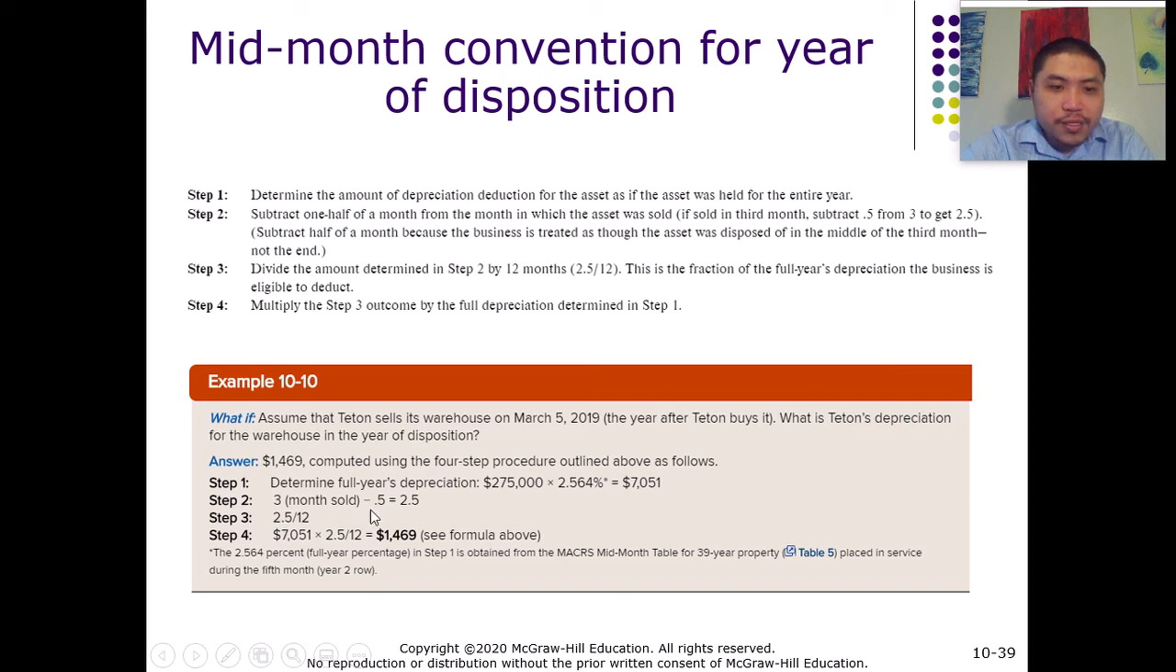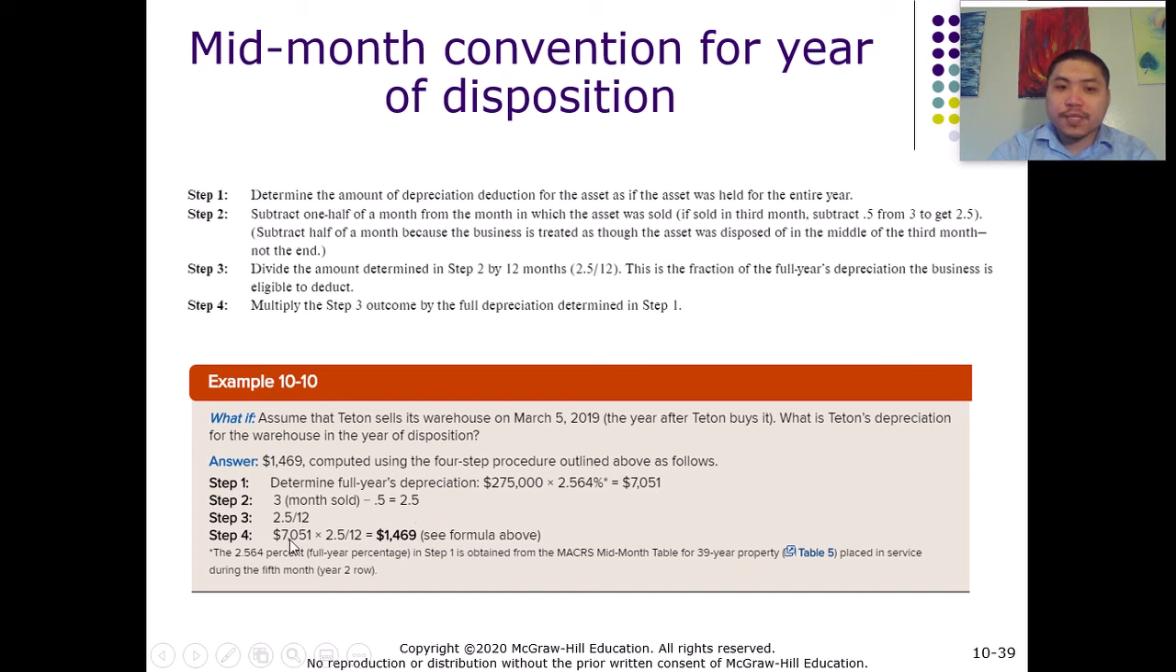We take 3, subtract 0.5, so 2.5, because this is a half-month convention, right? So we assume that the company sold the building in the middle of the month of March, right? And the company held the building from the beginning of the year until the mid-month of March, right? So that's why we take 3, subtract 0.5 here, and that gives us 2.5.